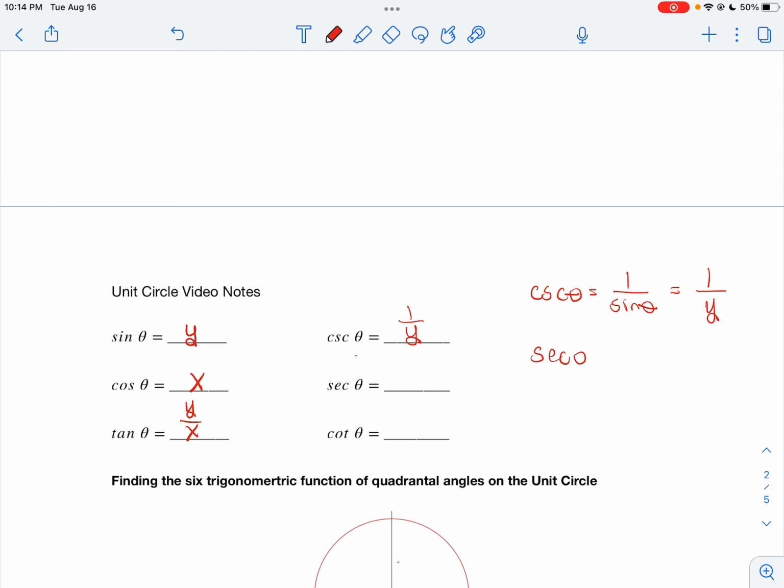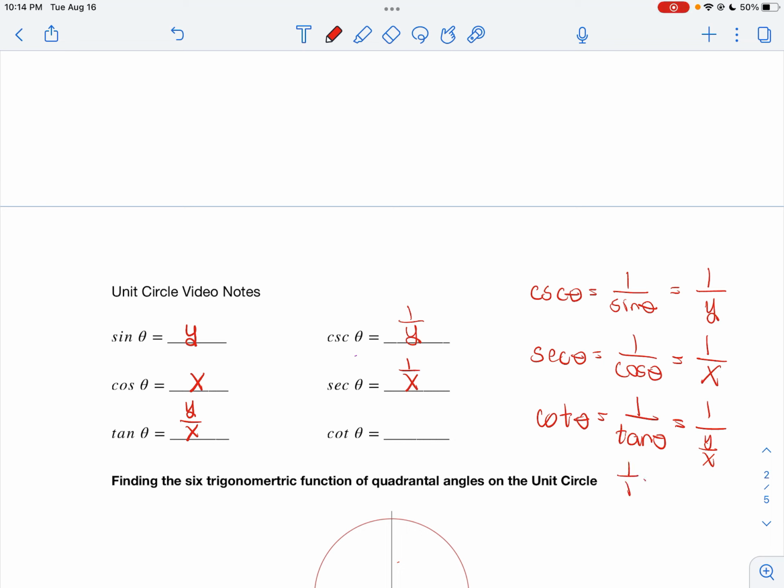Secant of theta is defined by 1 divided by cosine of theta. So for the unit circle, that would be 1 divided by x. And cotangent of theta is defined by 1 over tangent of theta. These are called the reciprocal identities. These are reciprocal trig functions. And so that's 1 over tangent, which is y over x.